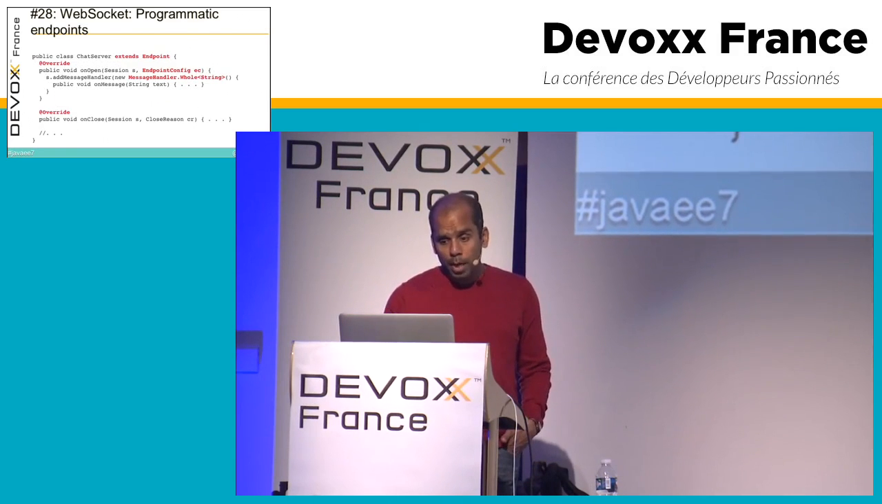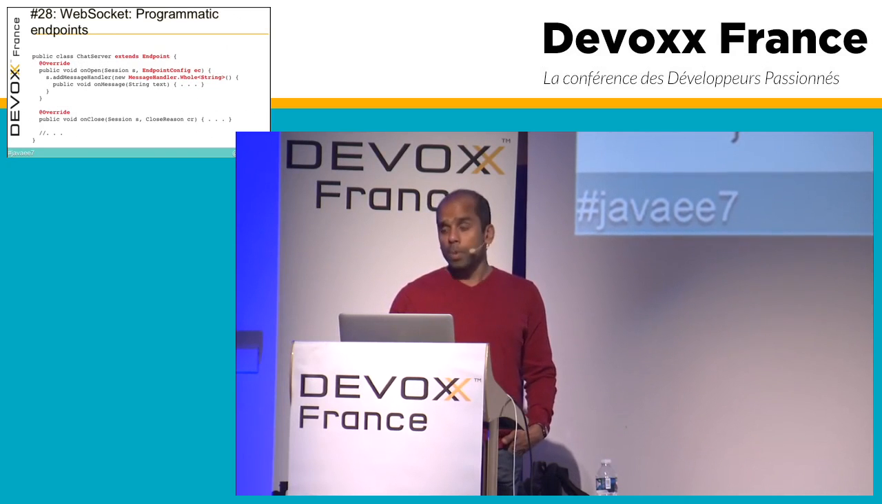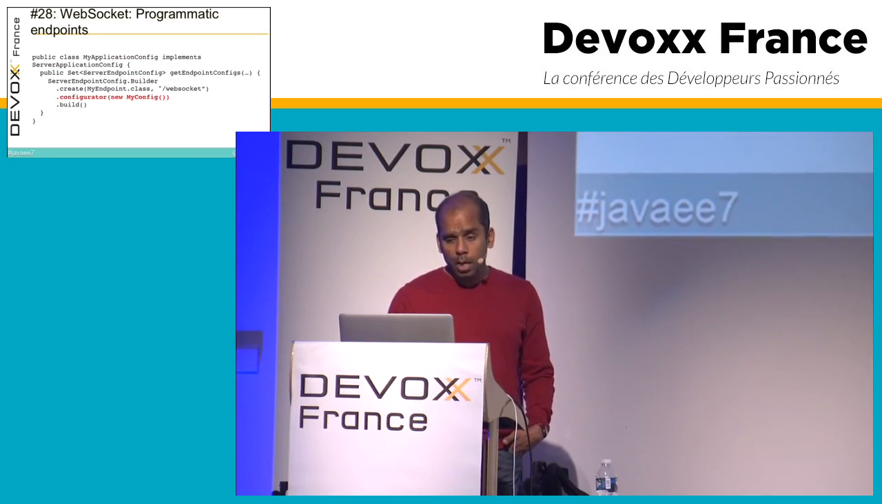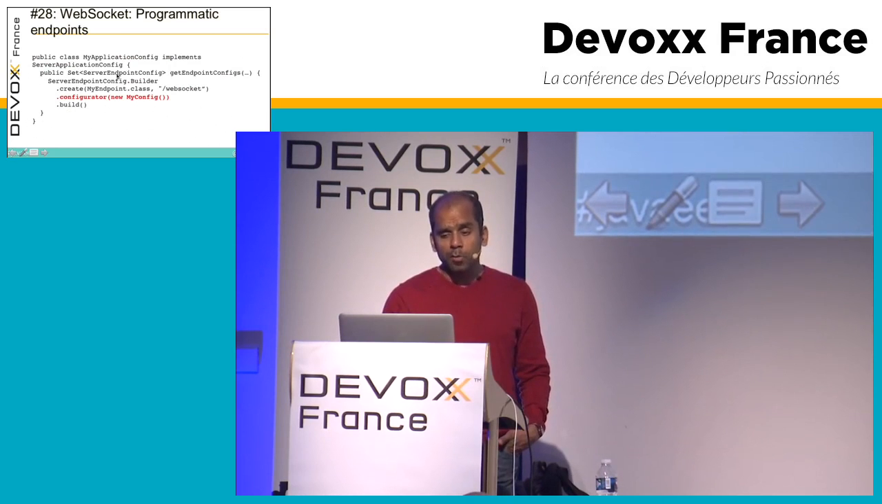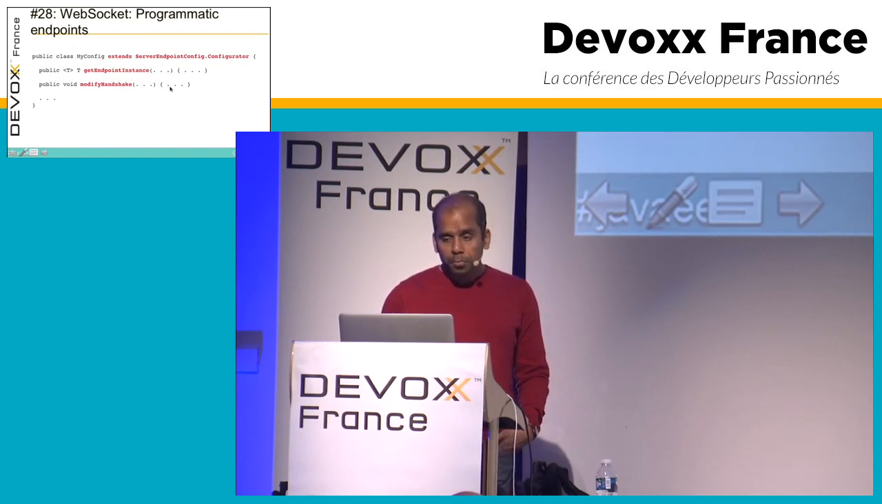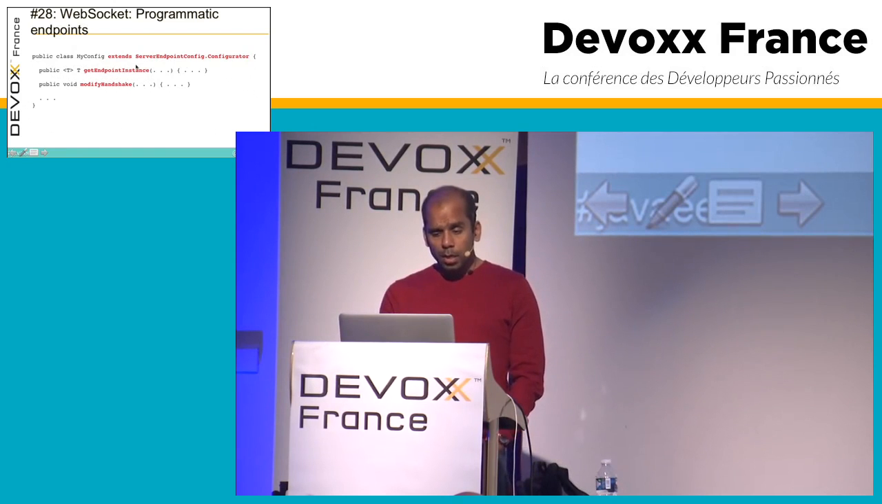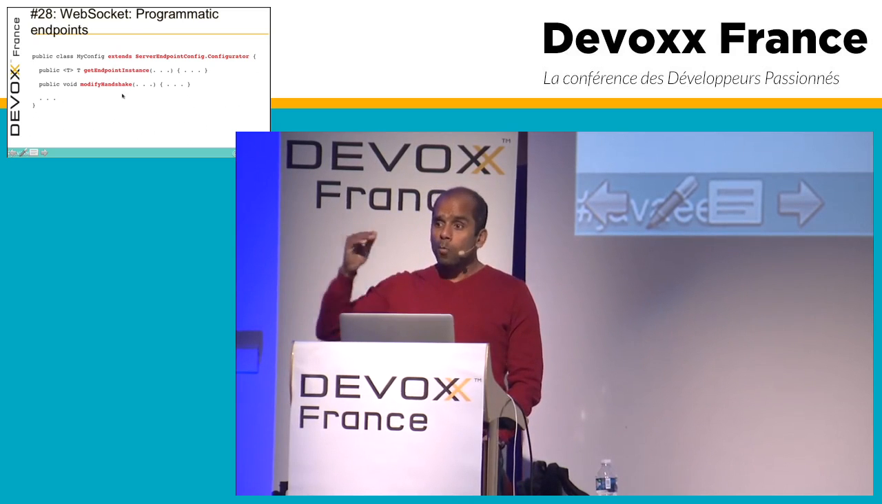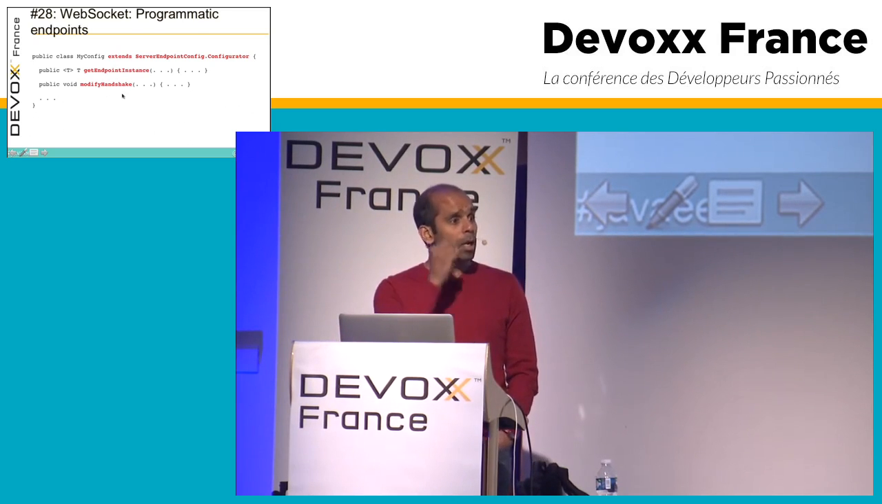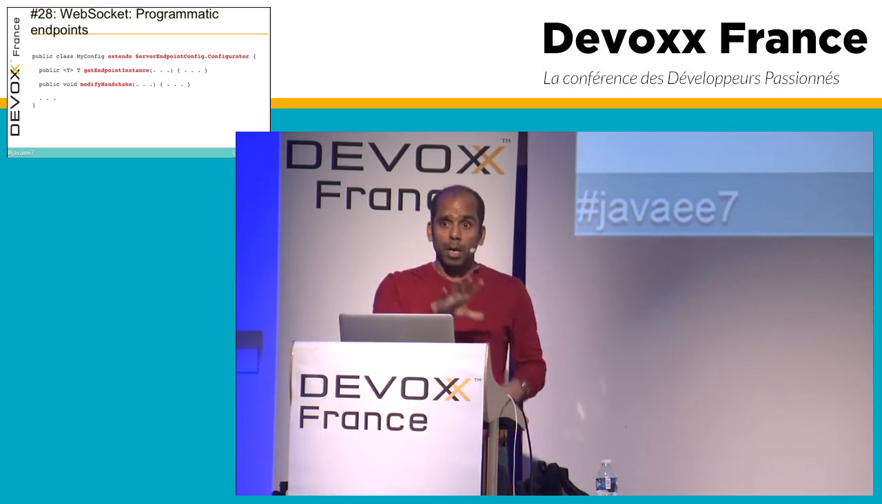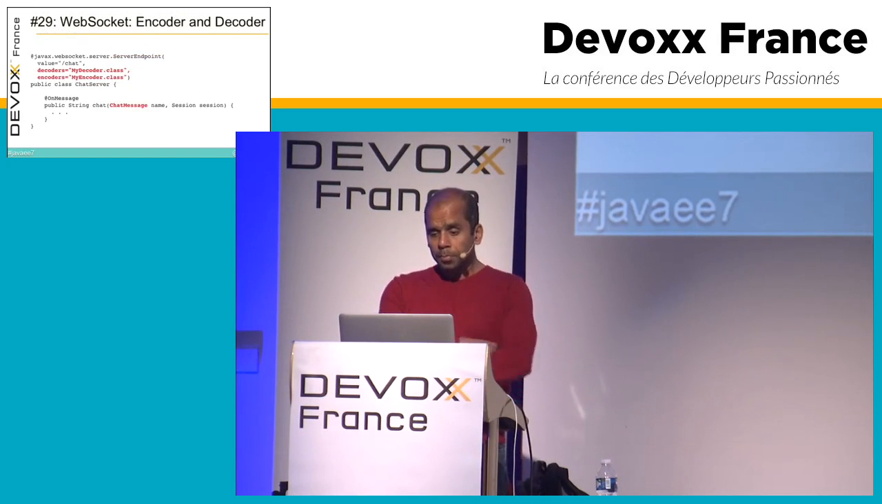Now, this is a programmatic endpoint, so what's missing over here is my URI. In case of URI, I need to implement an interface called ServerApplicationConfig, and that's where I specify what my URI is going to look like. A little bit more about the programmatic endpoints. Once I extend the Configurator, in the Configurator, I have my endpoint instance, modifyHandshake. I can override those methods and then say, okay, this is what I want to do in my configuration options.